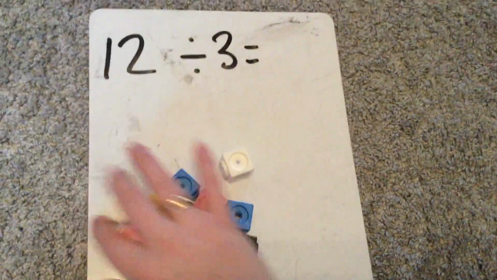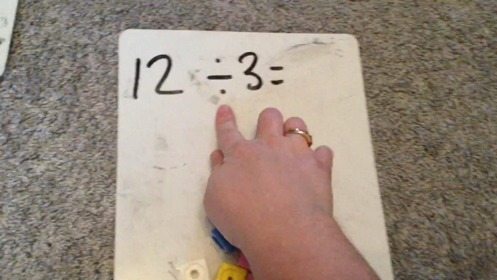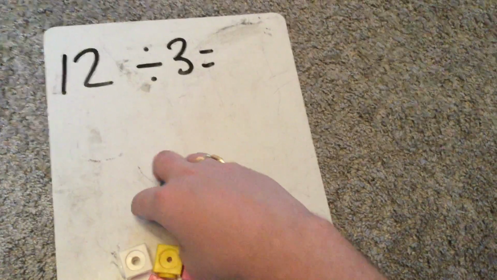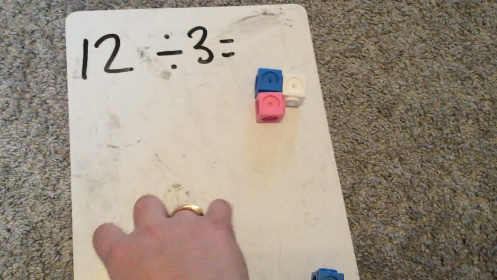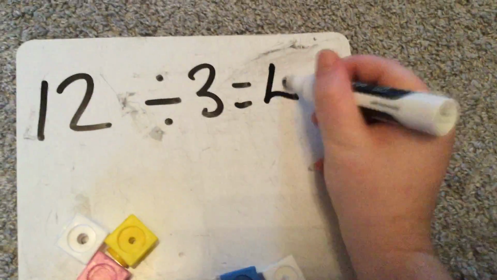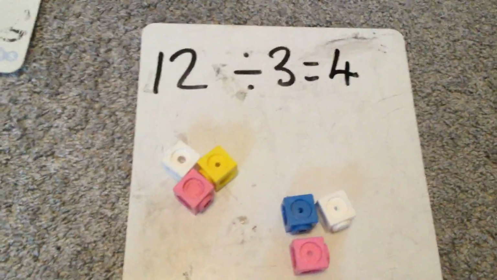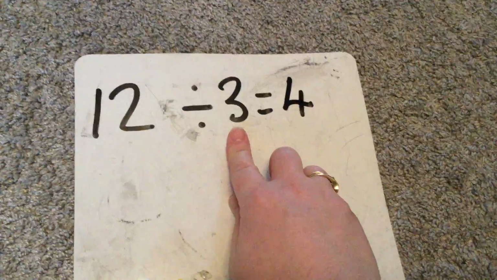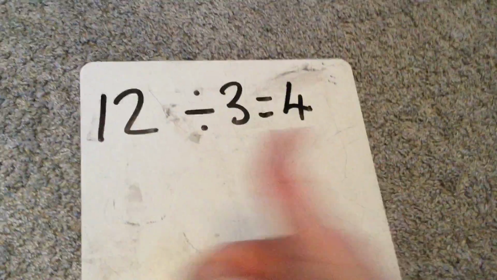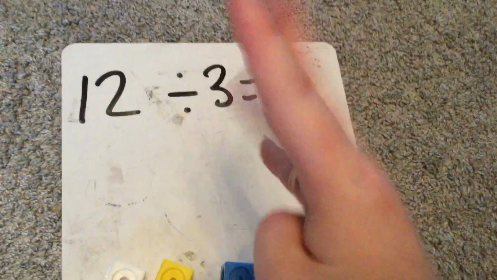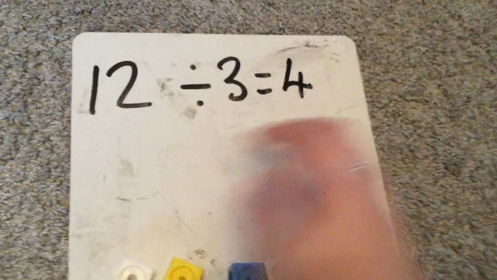The other way to do that, sticking with my 12 cubes and dividing by 3, is to put 3 into each group, which should give us the answer of 4. So this time we've got 1, 2, 3, 4 groups. So 12 divided by 3 or shared by 3 gives us the answer of 4. Some of you probably already knew that, and a quicker way to do it, if you're confident, is to count in your 3s until you get to 12. 3, 6, 9, 12, which gives us the answer of 4.